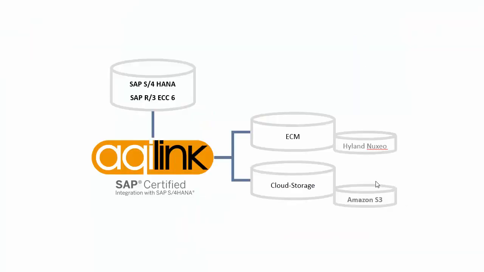So typically you do not display documents out of the S3 storage. I just want to highlight that the documents are really stored in the S3 environment, and that you typically have SAP as the leading system when you talk about the cloud storage connection via Aquilink to the S/4HANA or R/3 ECC 6 system.